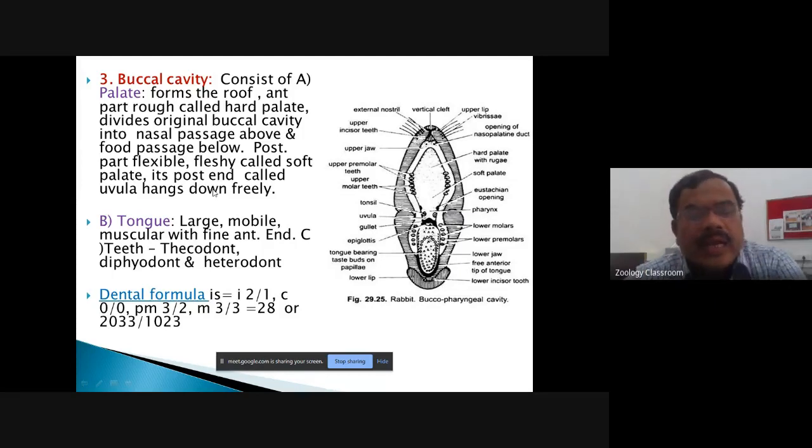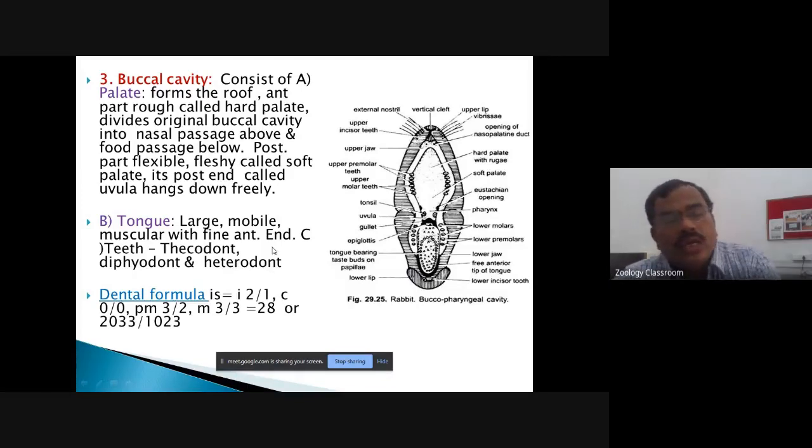Then, the second condition is diphyodont. Di means two sets of teeth, milk teeth and permanent teeth. And heterodont, meaning all teeth are not similar. There are four types of teeth, that is incisors, canines, premolars, and molars. So four types of teeth are present on the jaw. This condition is known as heterodont.